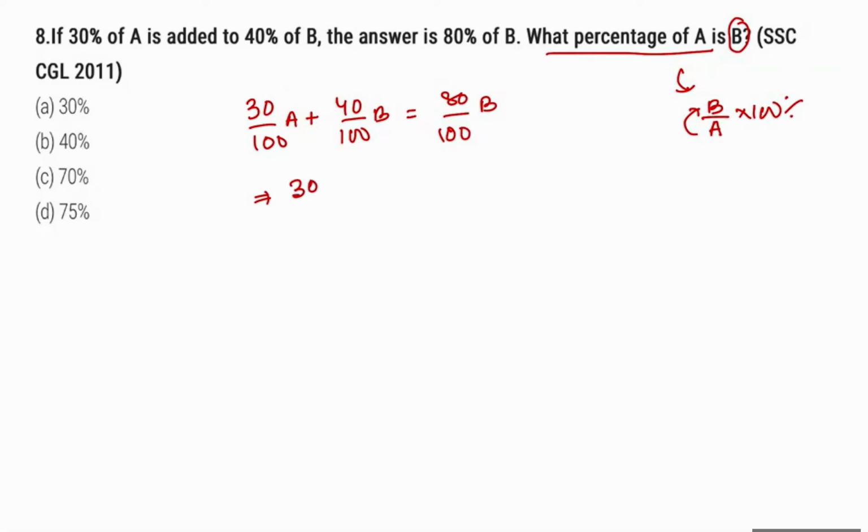30A by 100 is equal to 80B by 100 minus 40B by 100.